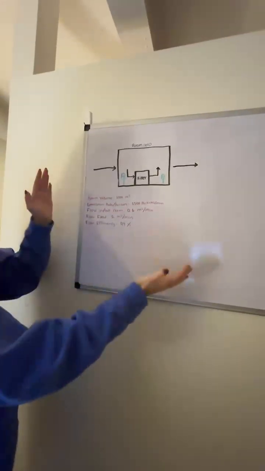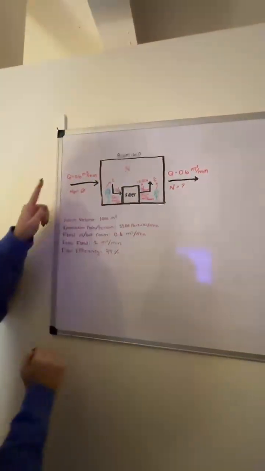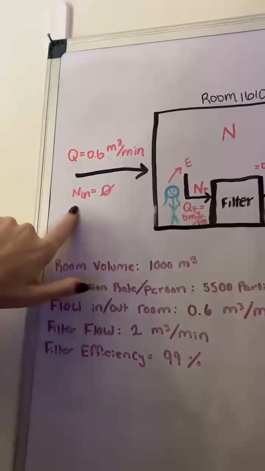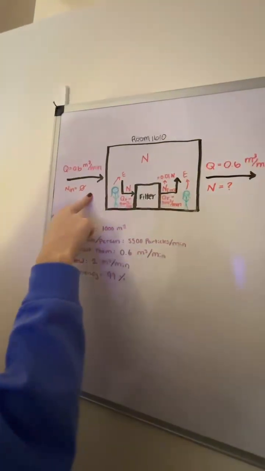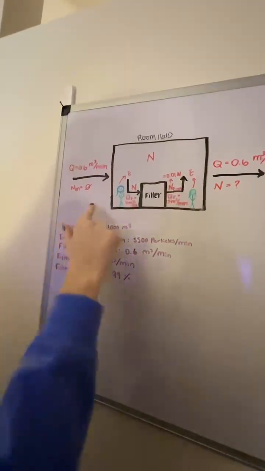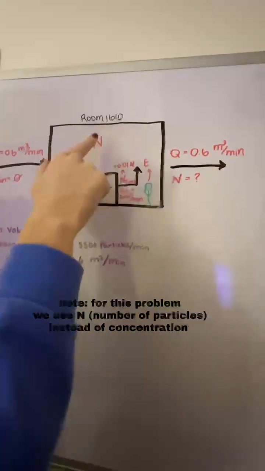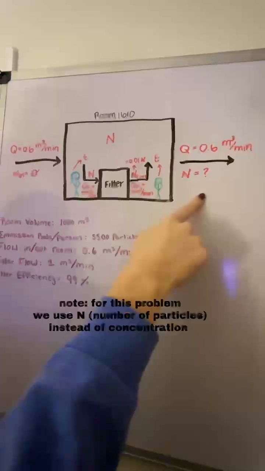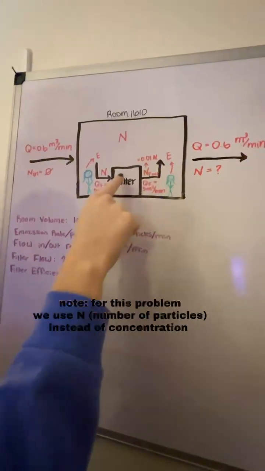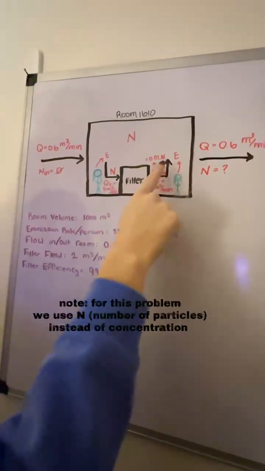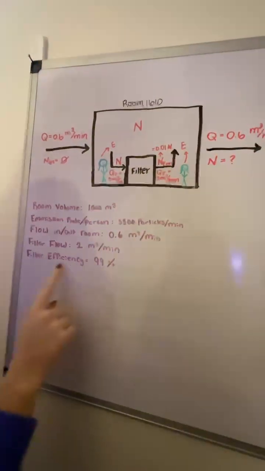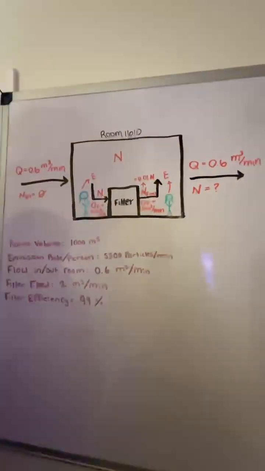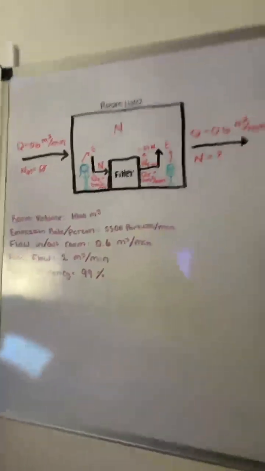And now we label our picture. We use Q's to label our flow and N's to label our concentration. Our concentration going into the room is 0 because there are no particles going in. Our concentration out and concentration within the room is the same. And our filter concentration coming out is 0.01% of the concentration going in because the filter is 99% efficient. All the other flows and concentrations are given in this information.